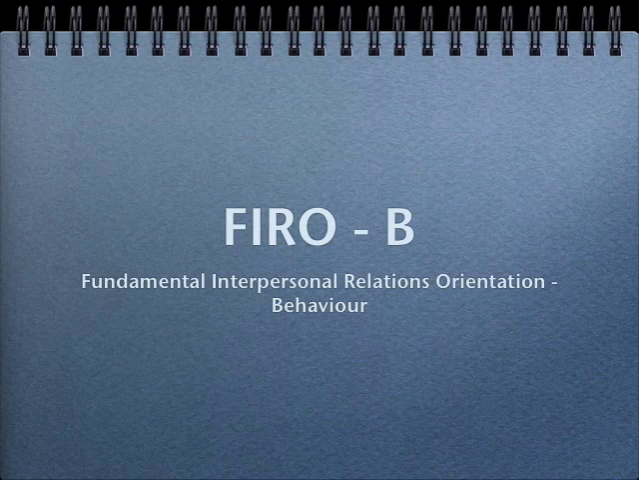FIRO-B is a lot easier to say than its full title, Fundamental Interpersonal Relations Orientation Behaviour. It's an instrument and tool by way of questionnaire, as well as a way of understanding how people get along with each other, or maybe don't. It's particularly useful in any interpersonal relationships you might have at work or at home. I'm going to take you through how the FIRO-B instrument is built up and where it came from, and then give you some further reading tips at the end.